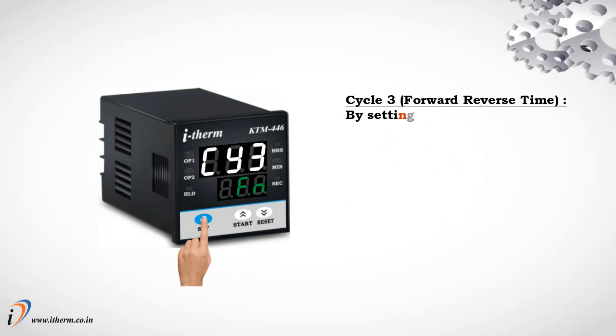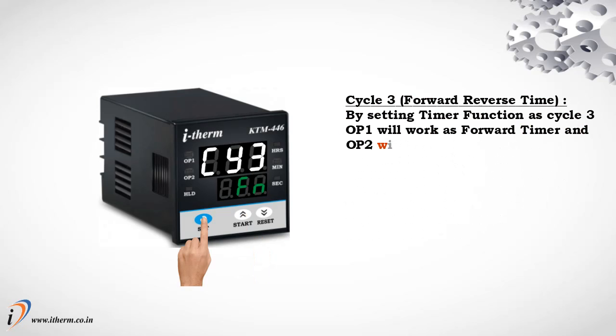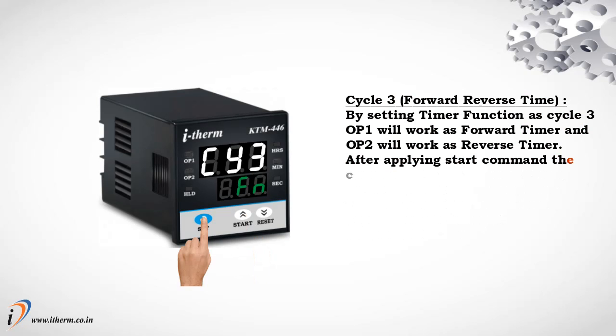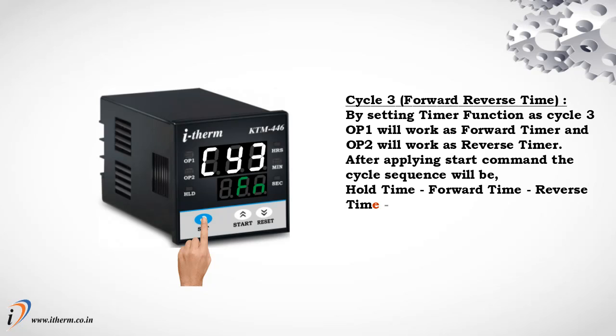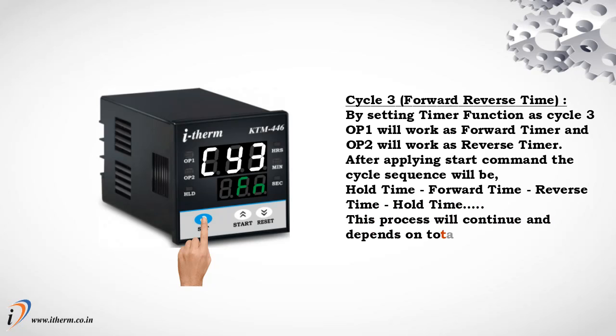Cycle 3. Forward reverse time. By setting the timer function as cycle 3, output 1 will work as forward timer, and output 2 will work as reverse timer. After applying the start command, the cycle sequence will be hold time, forward time, reverse time, hold time. This process will continue and depends on the total time parameter in the user list.